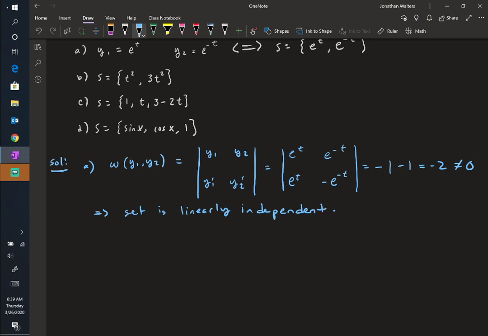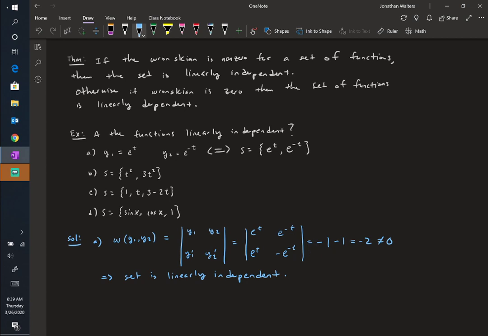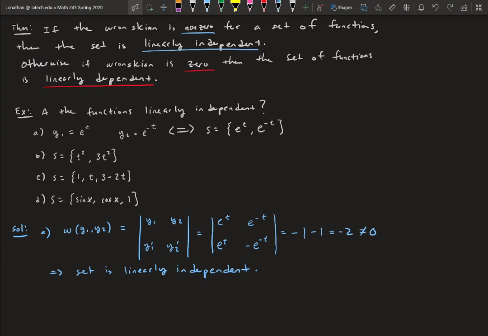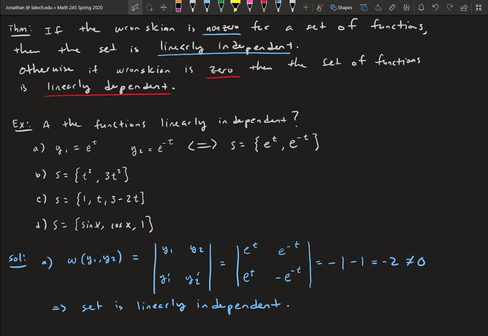So if the Wronskian is non-zero, just go back up to our theorem. If the Wronskian is non-zero, it's linearly independent. If the Wronskian is 0, it's linearly dependent. So, good first example.